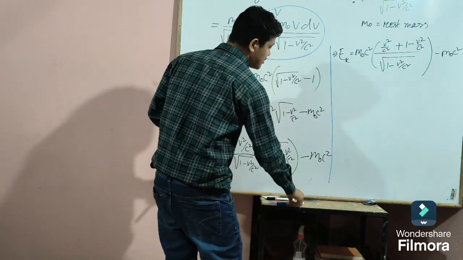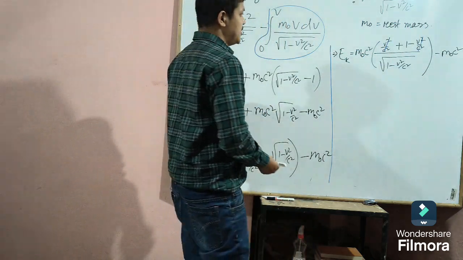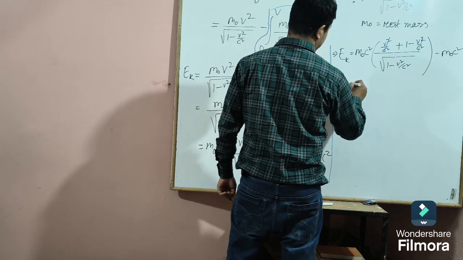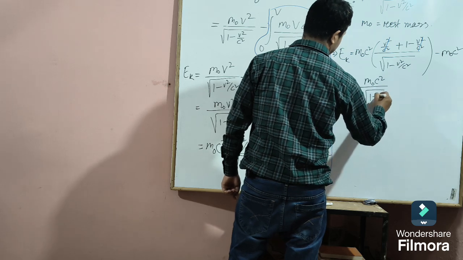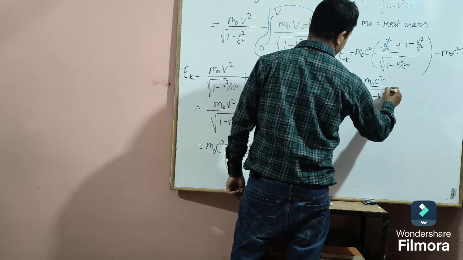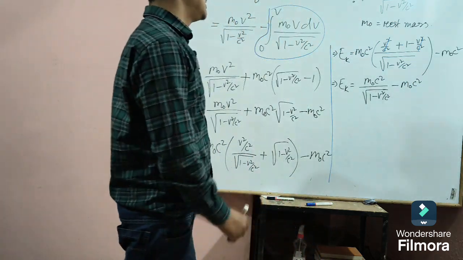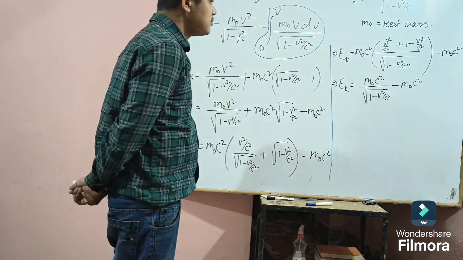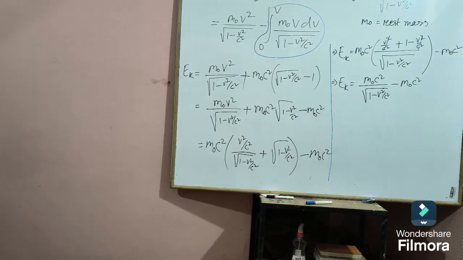Now you see here, this and this cancel, one is positive, another is negative, so we end up getting Ek is equal to m naught c square by root over 1 minus b square by c square minus m naught c square. That's what we have got. This is the kinetic energy, right? Now you see, pause the video and note all these things.